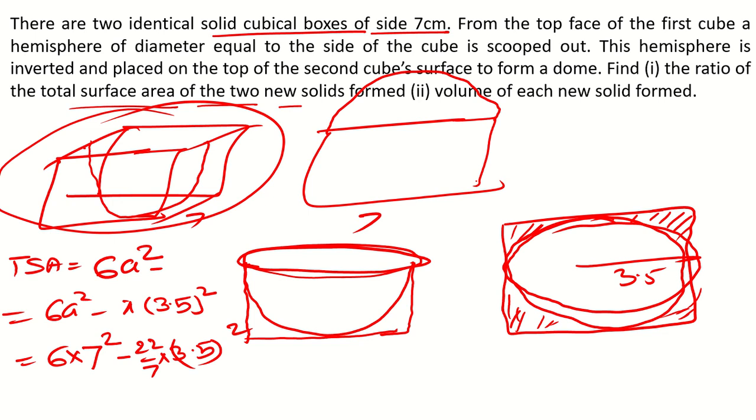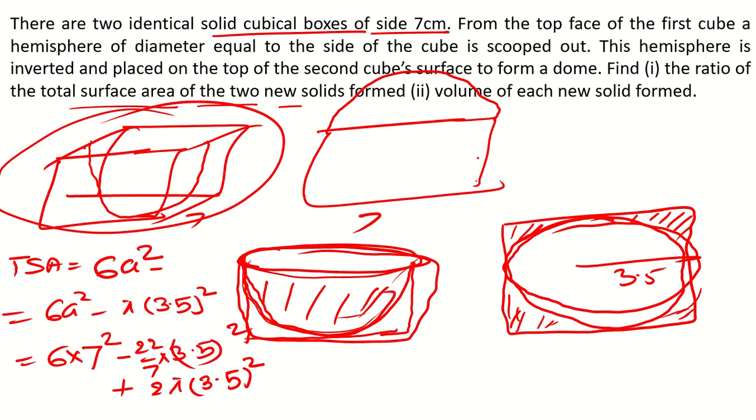Okay, so this is the total surface area of the cube from where you have scooped something, plus now, what else can you see here? The bottom part, which is going like this, also has to be added here. So you will add what? You will add the curved surface area of the hemisphere, and that is 2 pi r square. Okay, so this will be the total surface area of this object.